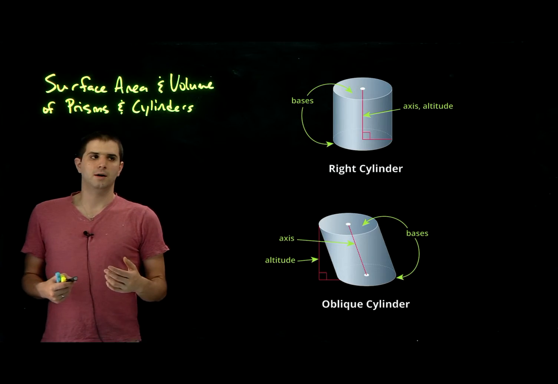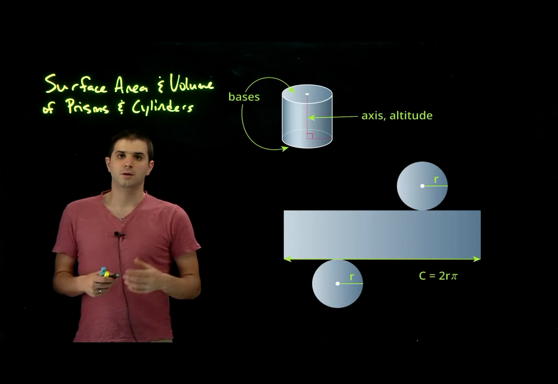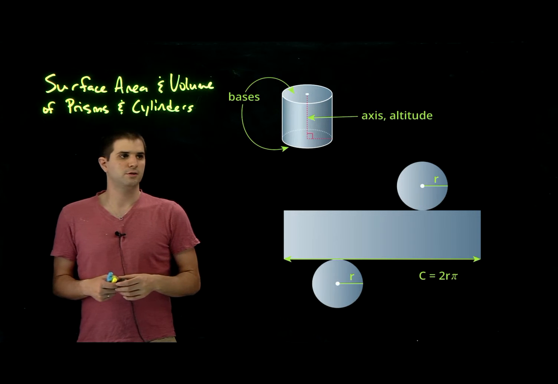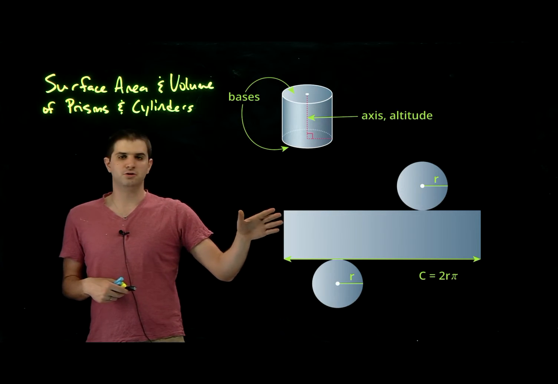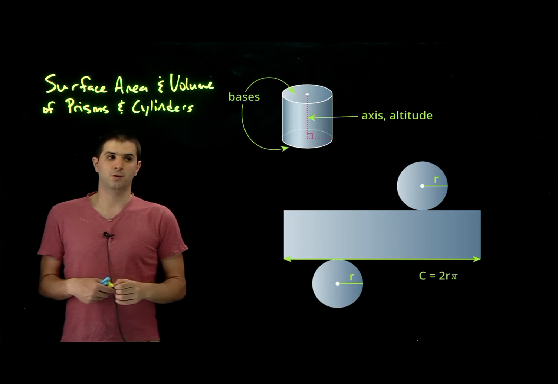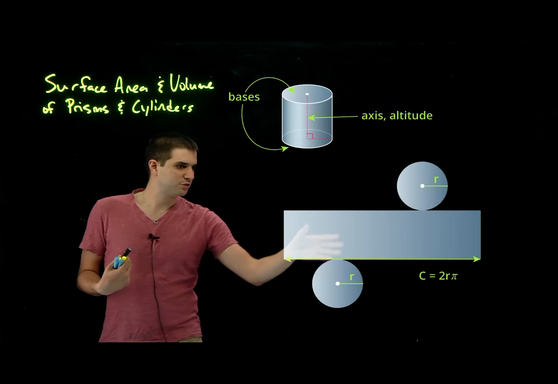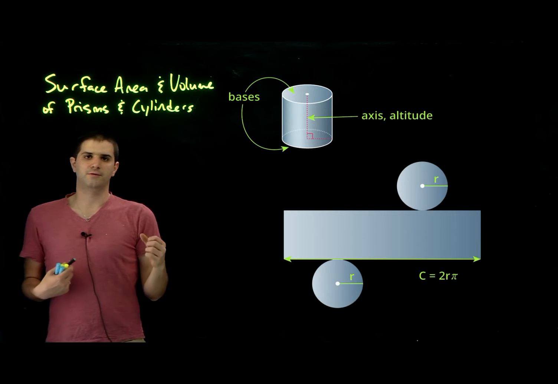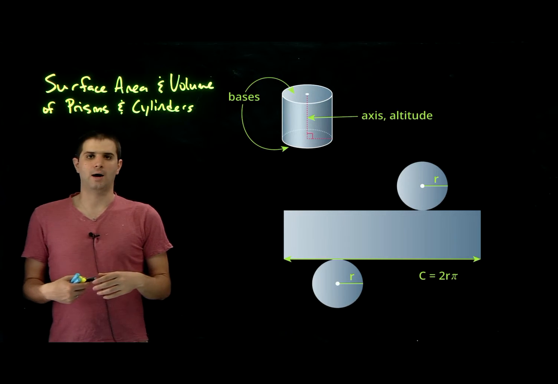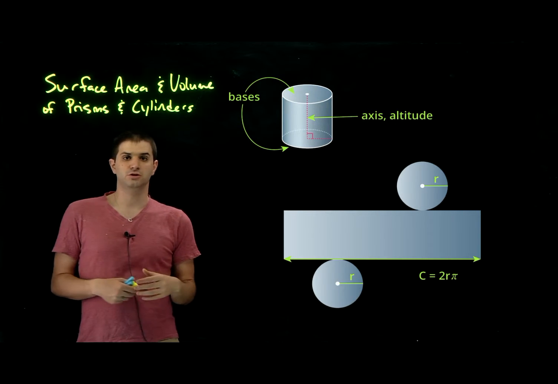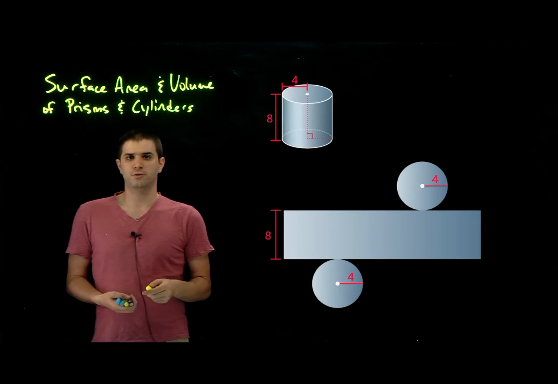Again, here's just another view of the cylinder. So we have the base, the height or the axis and altitude, and here's a good way of seeing the surface area. The surface area is going to be the area of these two circles, and then if you add on the area of this rectangle, that'll be our surface area. So let's look at an example problem. I want to walk you through the formulas here.